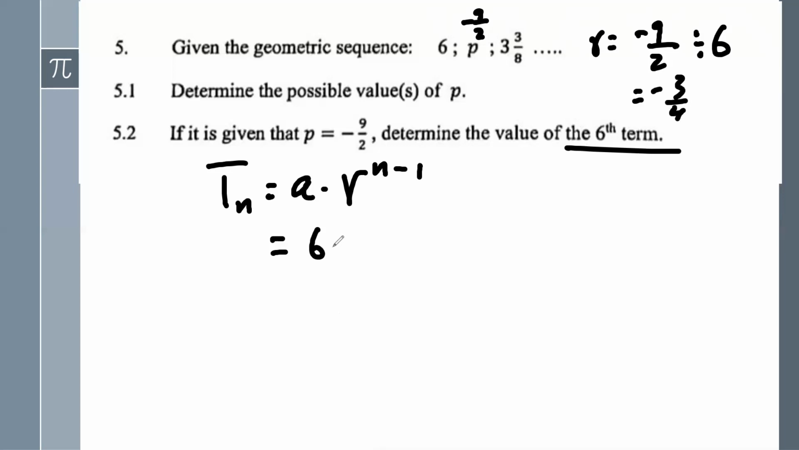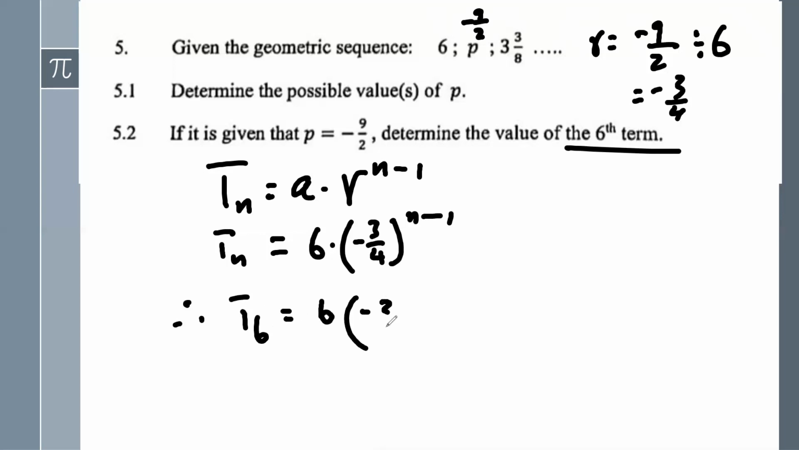And so I'm going to substitute this there, and this is my general form. This is what Tn is, which means T6 then will be 6 times negative 3 over 4 to the 6 minus 1. It's a matter of substitution. It's calculator work. This should give you negative 729 over 512.